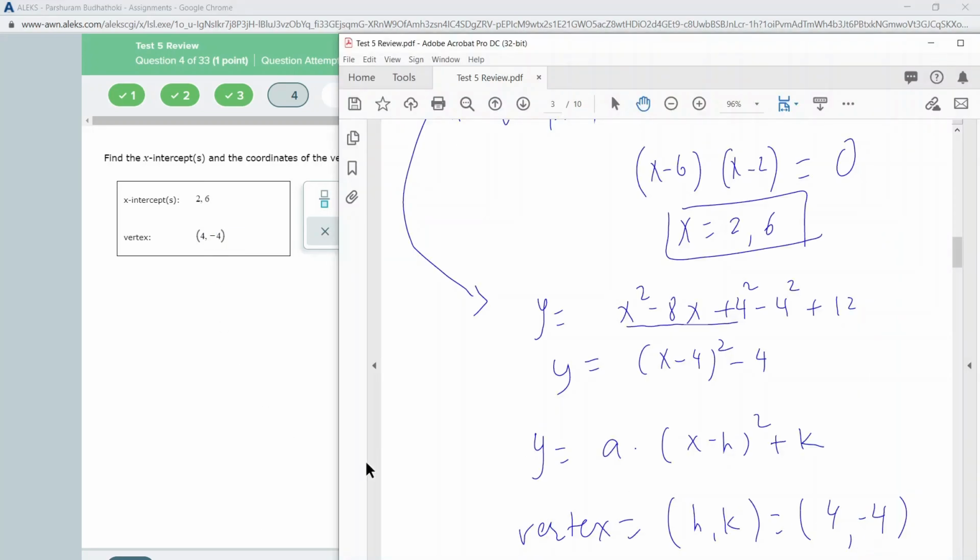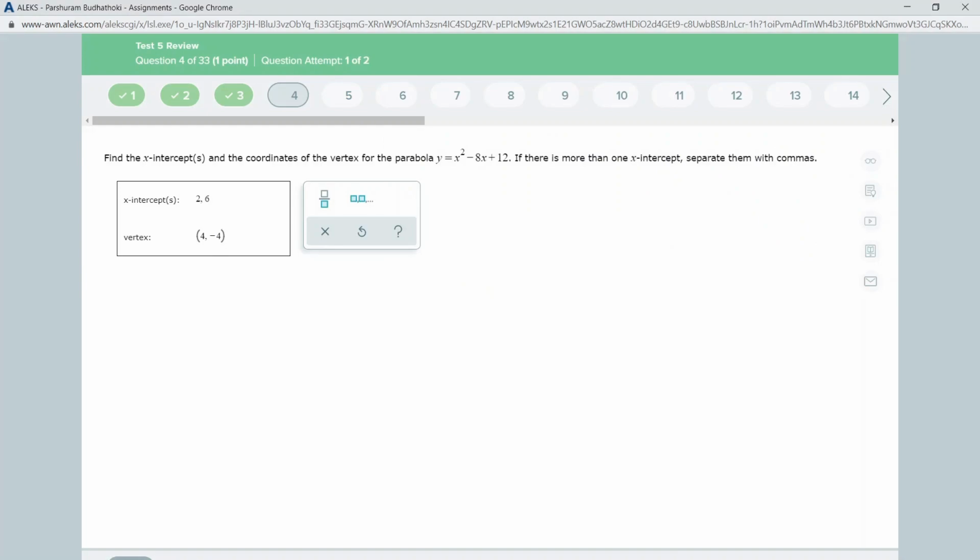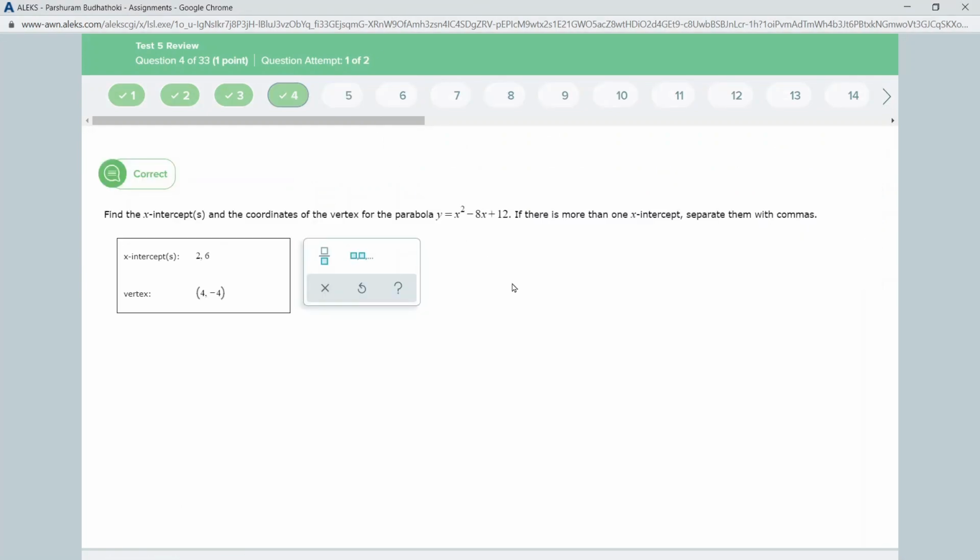Let's go back one more time, 4 comma negative 4. Check it. Great. Let's go to the next problem.